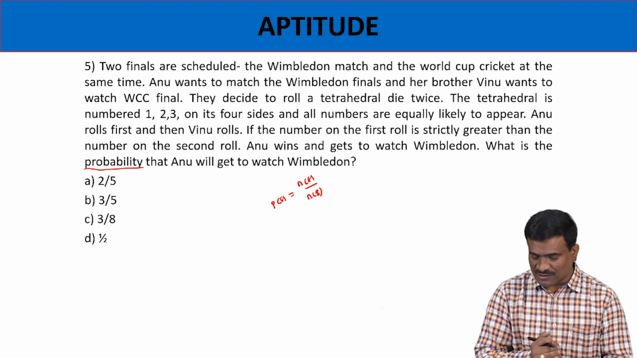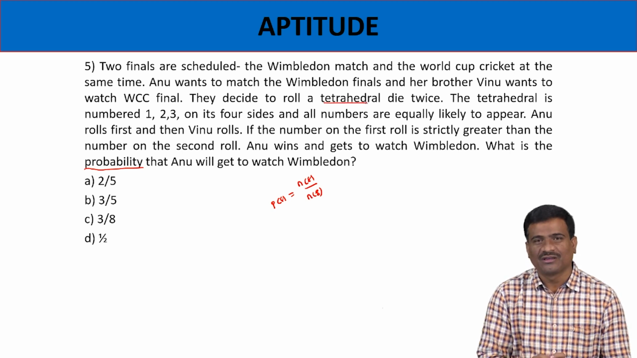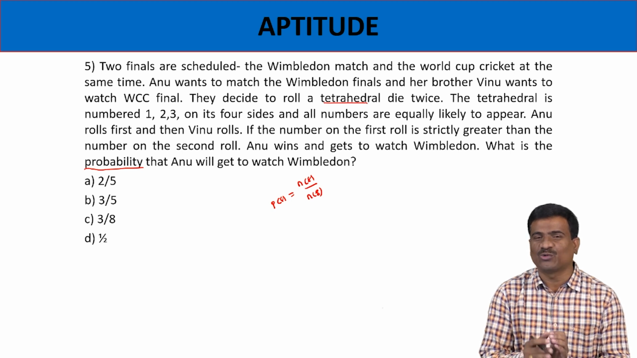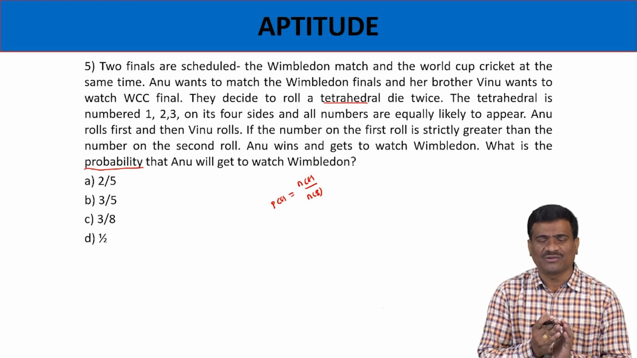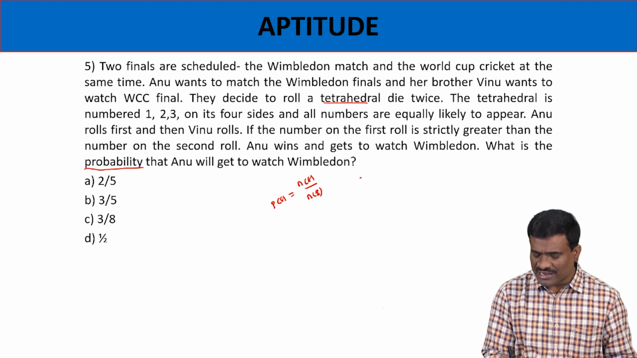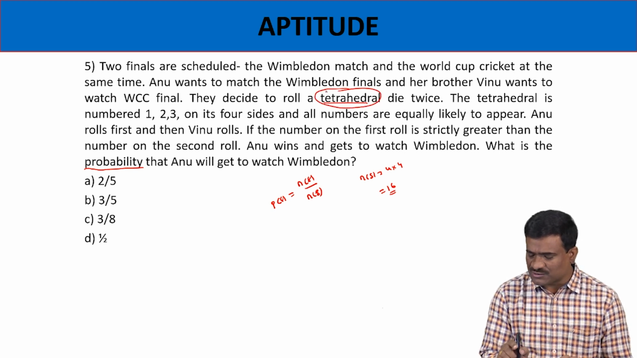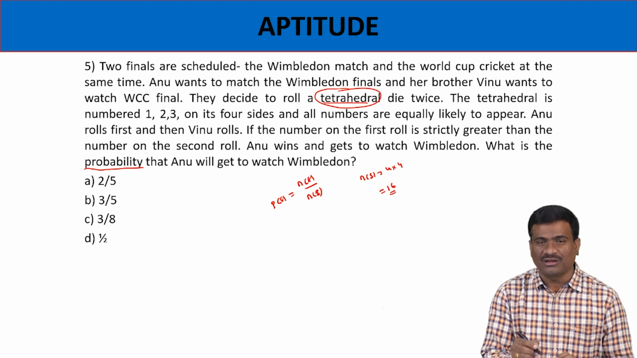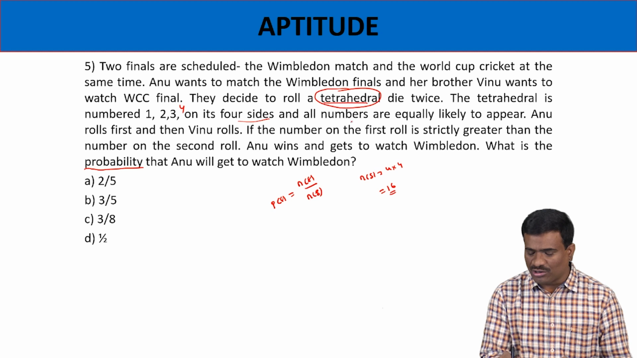This example: a tetrahedral die rolled twice. Tetrahedral means it contains only four sides or four faces. Two dice means 4 into 4 is equal to 16. The total possibilities n of S is equal to 4 into 4 is equal to 16. The tetrahedral die is numbered 1, 2, 3, 4 on its four sides and all numbers are equally likely to appear.